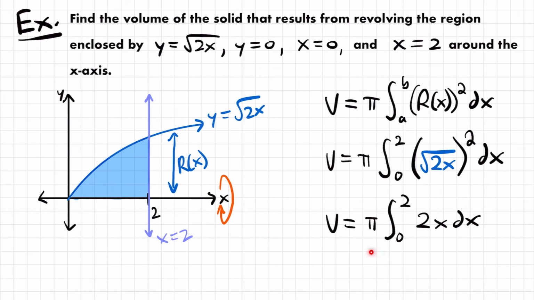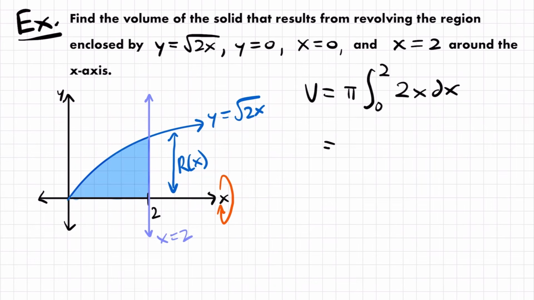And now what we're left with is a pretty simple definite integral that we should know how to solve. And so if we clean up our work, the volume will be equal to pi times the integral of 2x. Now to integrate 2x, we're going to need to use the power rule of integration. So we'll add 1 to the exponent and then divide by that new exponent. And so we'll have 2x squared divided by 2, and that will be evaluated from 0 to 2.